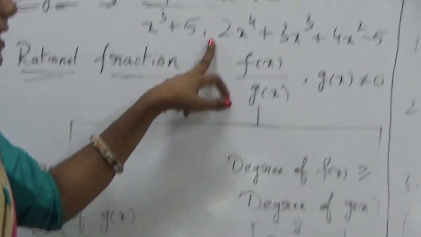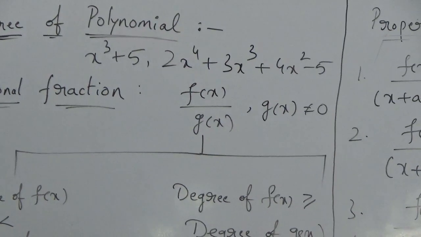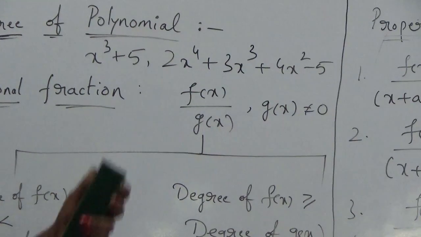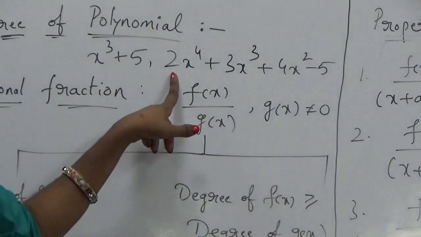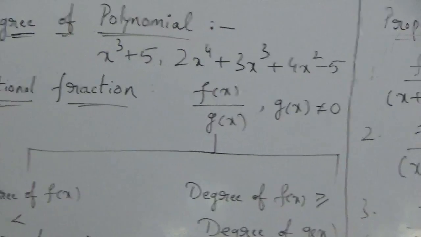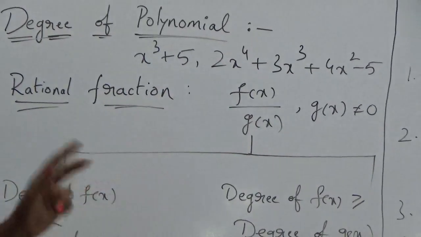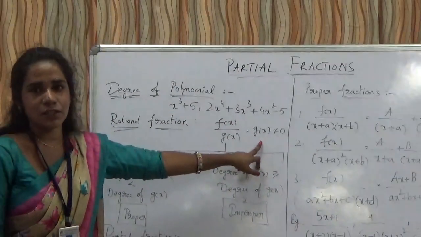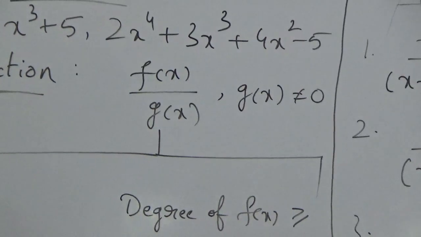And next, 2x to the power 4 plus 3x cube plus 4x square minus 5. The highest power in this polynomial is 4, so the degree of this polynomial is 4. Next, moving to rational fraction. If we have f of x and g of x, any two polynomials, and g of x is not equal to 0, then f of x by g of x is called a rational fraction.